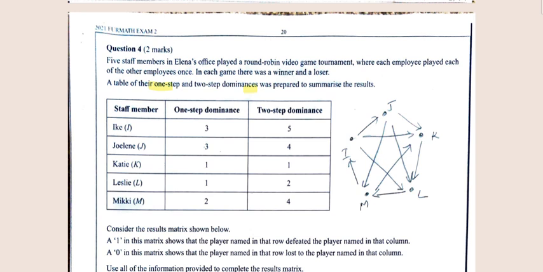There are many strategies to go about this question, but the one I find most easy is to start with the one-step and two-step dominance which have the highest values. So let's first place, I'm looking at these two values which seem quite high for me. Ike had a one-step dominance over 3 people, which means he directly beat 3 people, who in turn beat 5 other people. So if you put a flow diagram, I beat 3 people directly.